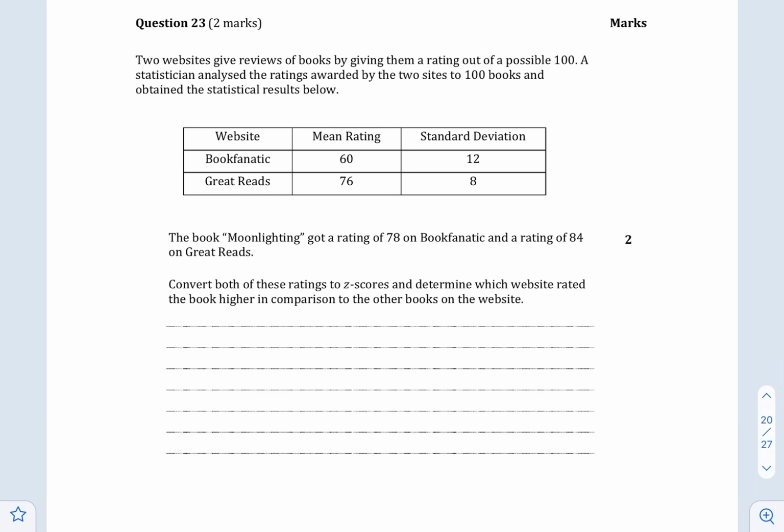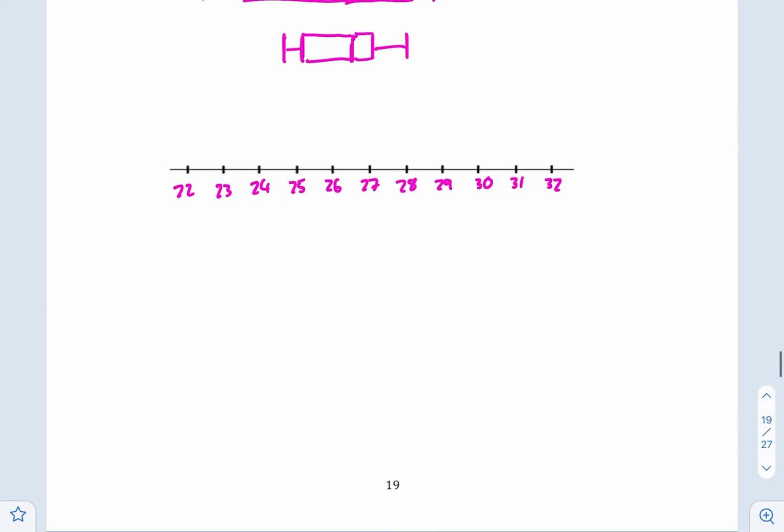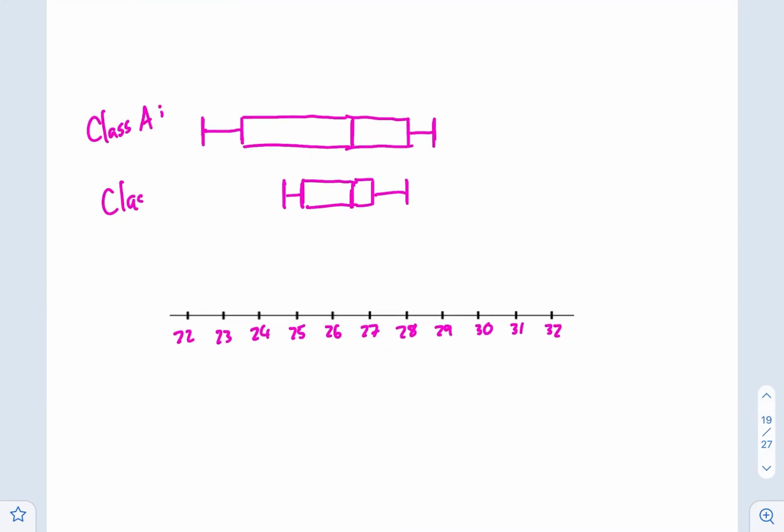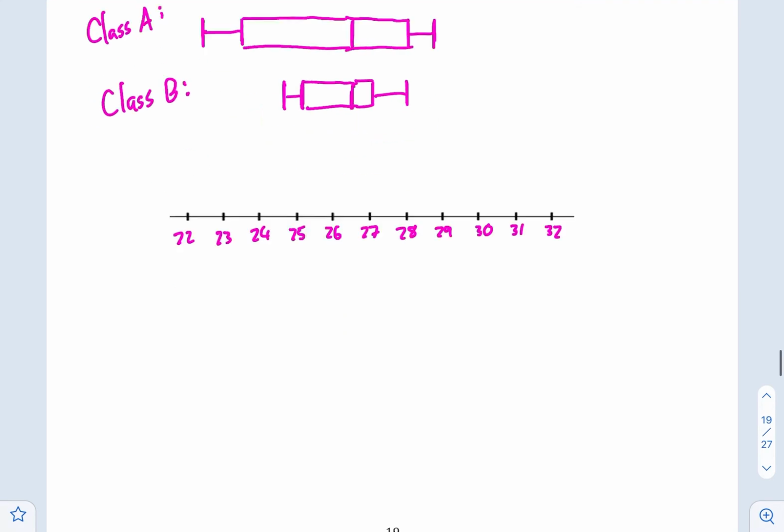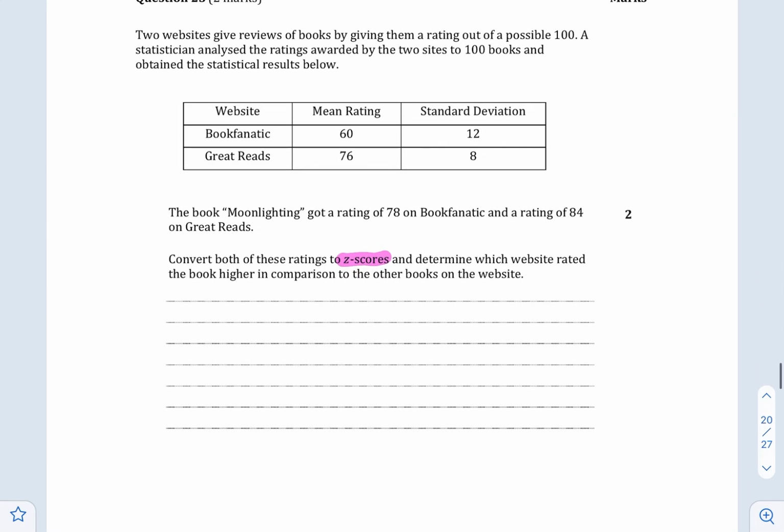Next, now there's a lot of reading here, but basically I see a key word here, and that is z-scores. So I'm going to use the z-score formula to see which one is better. So we'll first do, I should have labelled before I move on. This is class B. Attention to detail there. So we'll do book phonetics first. I'm going to do B for book phonetics and G for great reads.